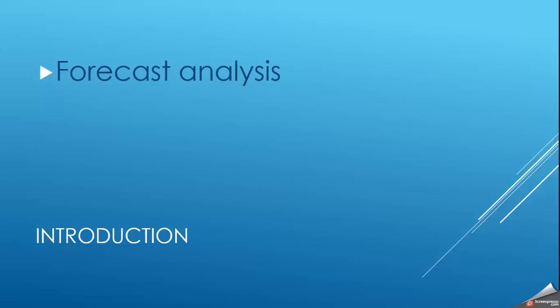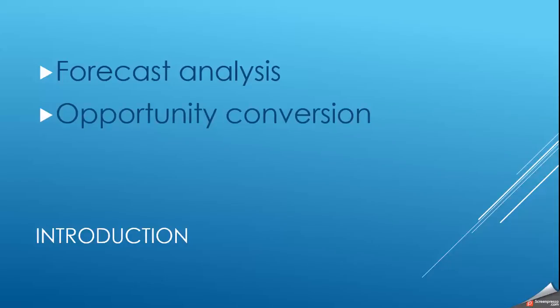Forecast analysis examines how well the company is selling versus how it has been predicted to sell. This information may help in identifying problem sales areas and improving future forecasting. Opportunity conversion looks at how well opportunities are being converted by the sales team. By identifying how well different sales personnel are converting sales of different product categories, problem areas can be identified and remediated.